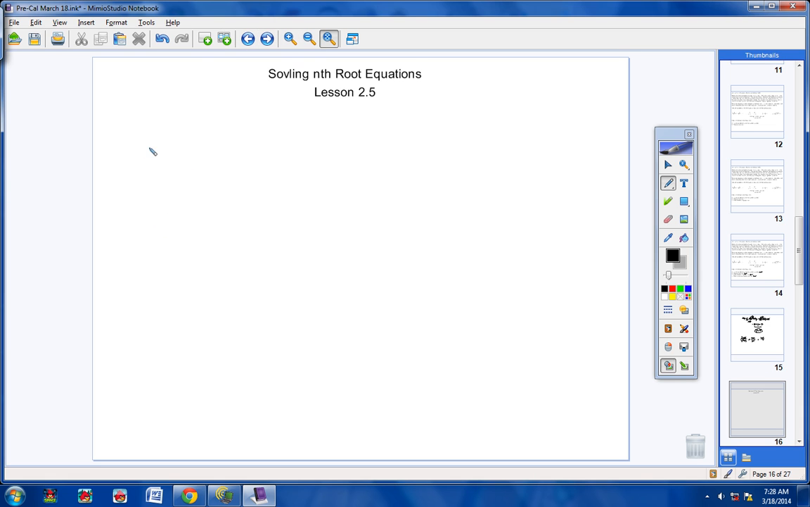Let's look at the next type of equation. Solving nth root equations, lesson 2.5. The date today is the 18th, of course, obviously, and let's continue on. Now, the reason I call these nth root equations is they're not all square root equations. Okay, some of the ones in your homework will be a cubed root or a fourth root.